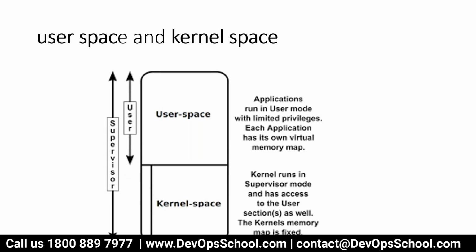That means whatever applications the user is running, the kernel has access to it. But the user has access to user applications only, and does not have access to the kernel's applications. So that is important. So how is it possible? That is because the kernel is running in supervisory mode.